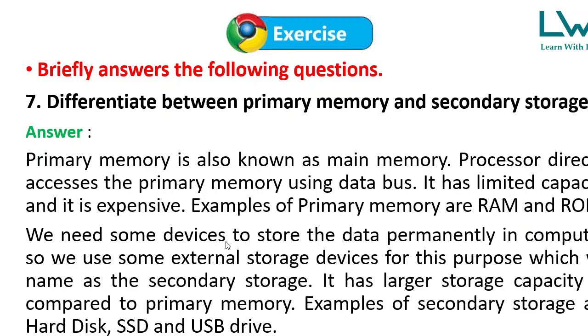We need some devices to store the data permanently in computer. So we use some external storage devices for this purpose, which we name as the secondary storage. It has larger storage capacity as compared to primary memory. Examples of secondary storage are hard disk, SSD, and USB drive, etc.